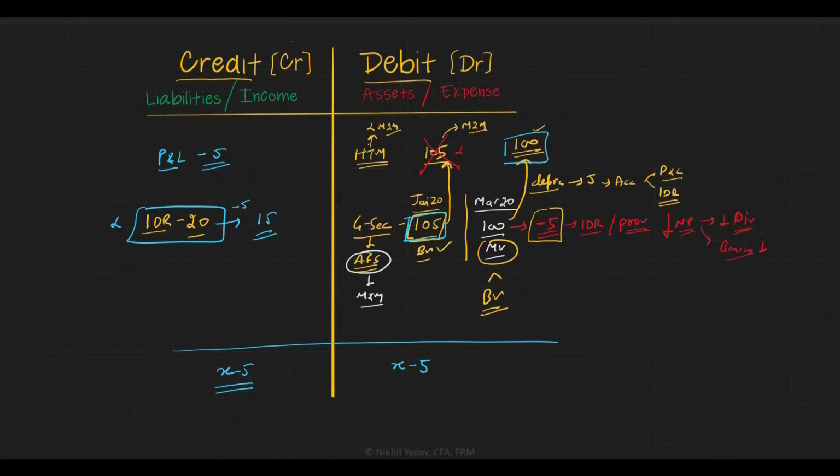So on the asset side, we saw a reduction in the value by 5. Correspondingly, there was a reduction on the credit side or the liability side as well, wherein we reduced the IDR by 5. Or if IDR was not there, we would be debiting the P&L by 5. Thereby, the balance sheet size would be shrinking.